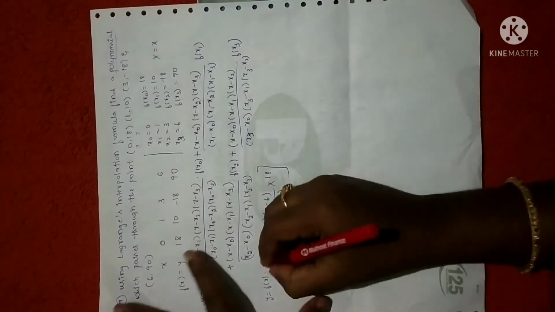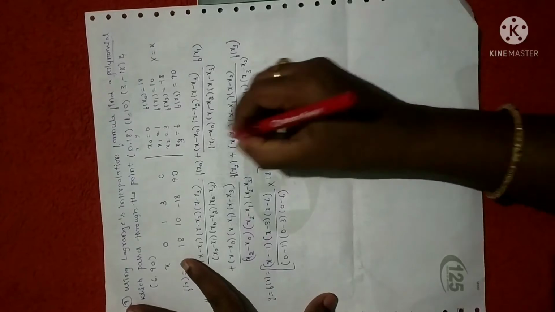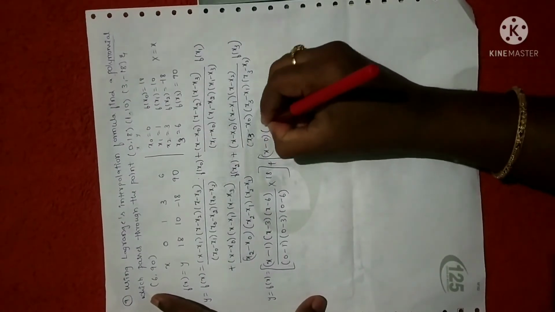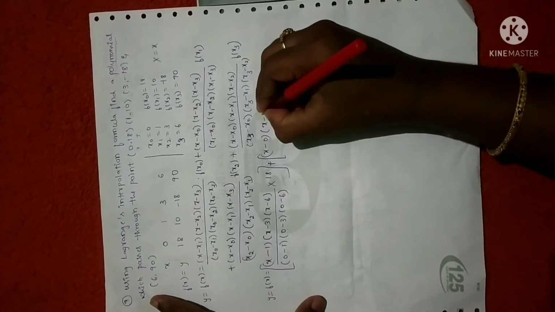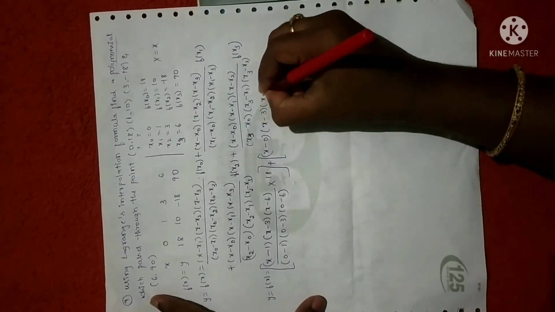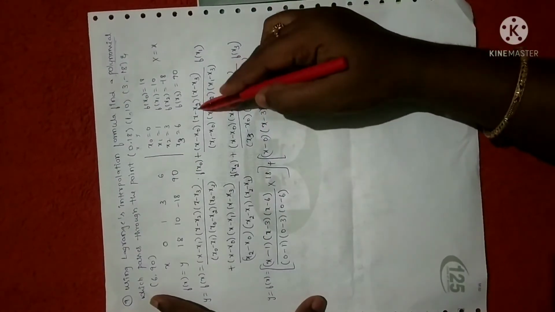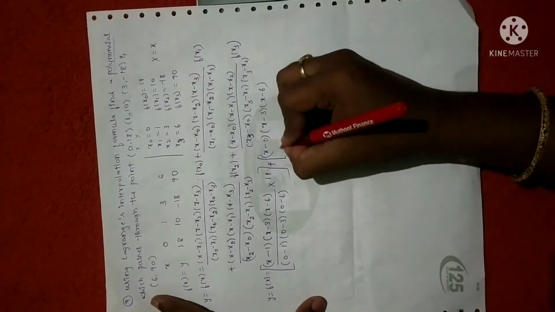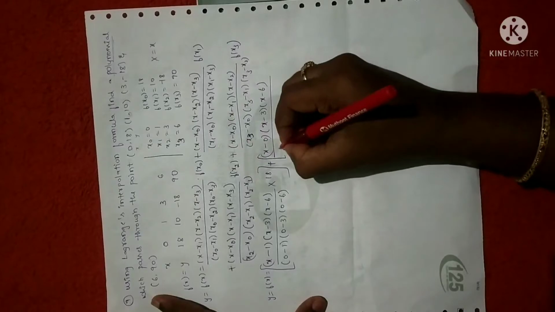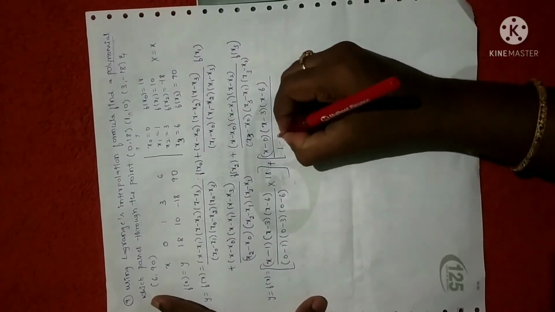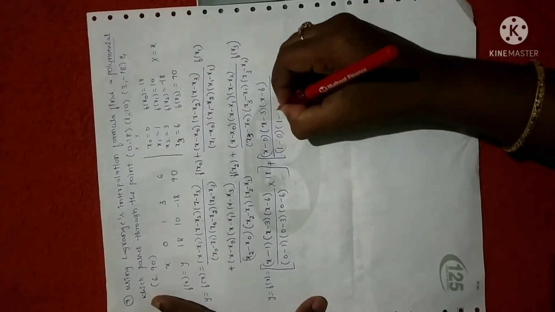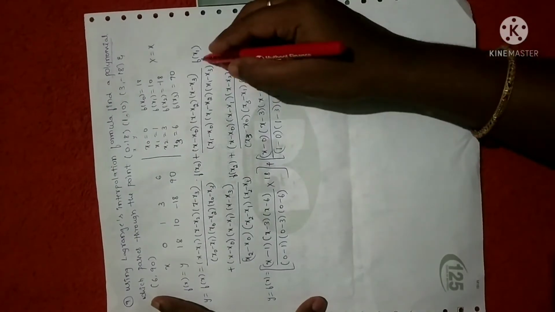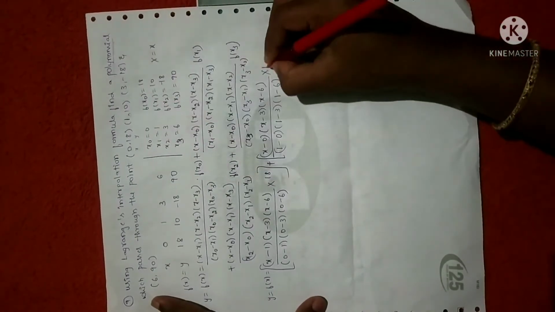So the first term is finished, plus the second term: x minus x0, and x0 is none other than 0, so x minus 0, into x minus x2, which is 3, into x minus x3, which is 6, divided by the denominator: x1 which is 1 minus x0 which is 0, x1 which is 1 minus x2 which is 3, x1 which is 1 minus x3 which is 6, into f of x1, which is 10.